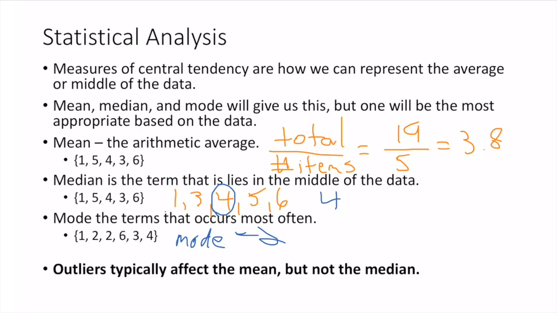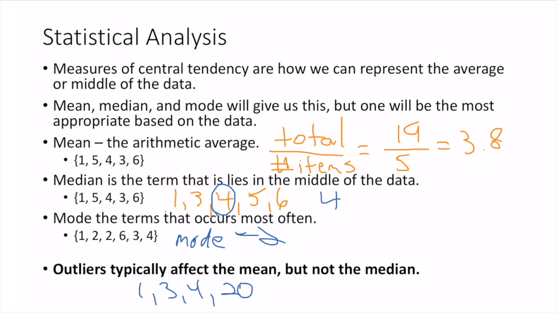So what an outlier is, is a number that is just so far away from all the other ones. So if we had 1, 3, 4, and then 20, 20 is just so far removed from 1, 3, and 4 that we call it an outlier, and a lot of times we ignore it. Outliers affect the mean.